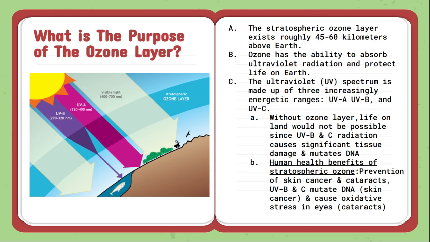So the human health benefits of protecting the stratospheric ozone layer is to help prevent chances of skin cancer, and to prevent cataracts, right, which is damage to our eyes. Obviously, the UVB, UVC, we said can mutate DNA, right, making skin cancer more prevalent, and can cause oxidative stress to the eyes, which is going to lead to then that cataracts, which can lead to blindness.